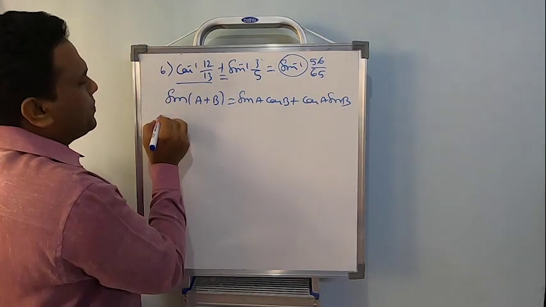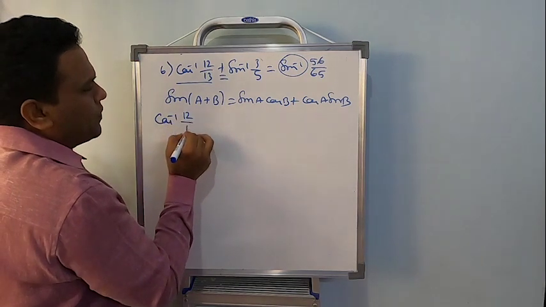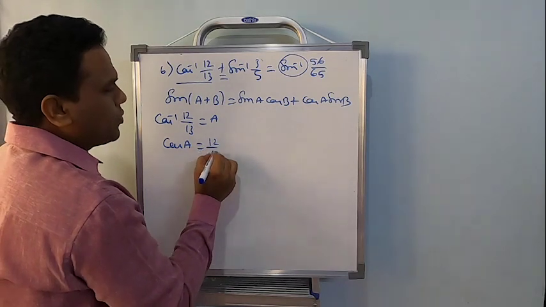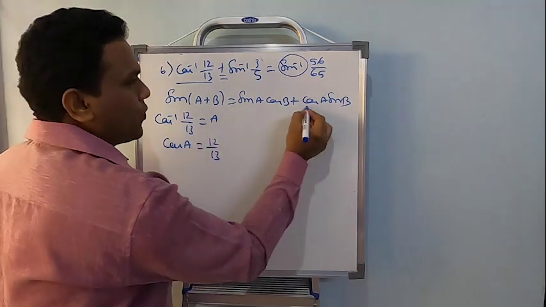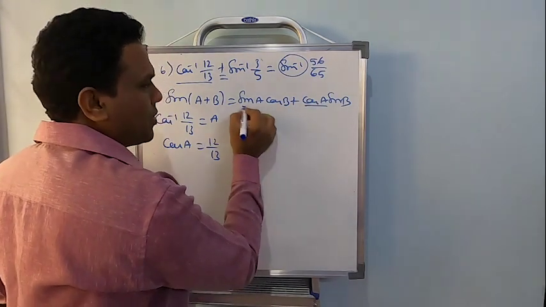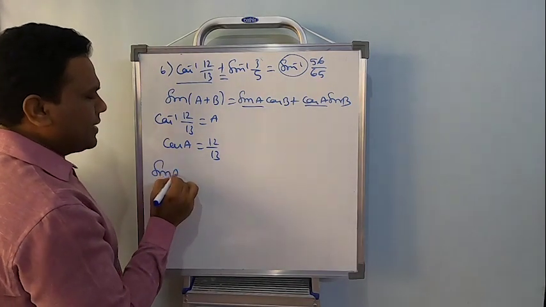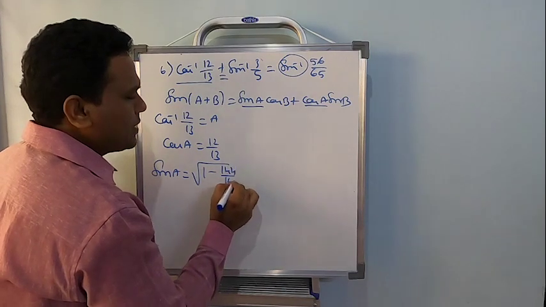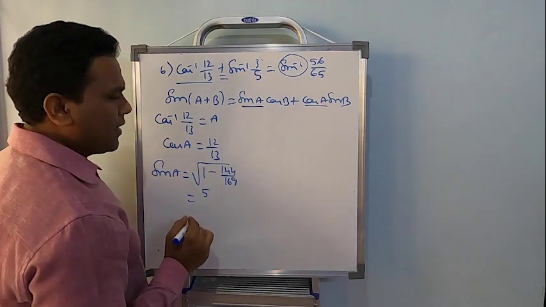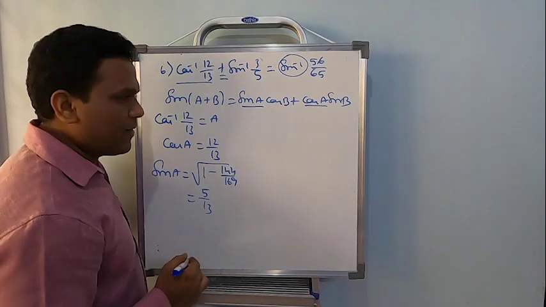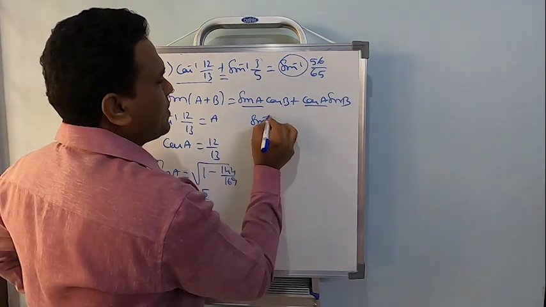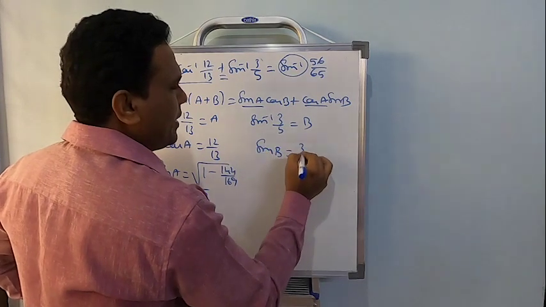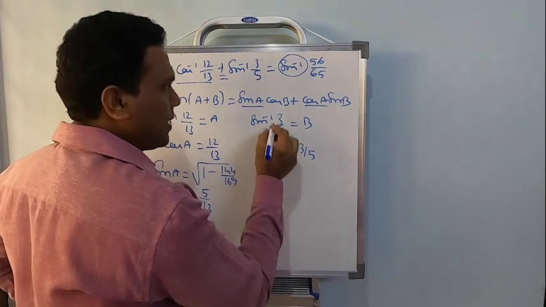So my first term, cos inverse of 12 by 13 is equal to a. Therefore, cos a is equal to 12 by 13, right? If you got cos a, what else do you want? You want the value of sin a. So, use the identity. Sin a will be equal to root of 1 minus 144 by 169. So, on simplifying, it's going to be 5 by 13. That is the sin a value. And similarly, sin inverse 3 by 5 is equal to b, or sin b equal to 3 by 5. I got the value of sin b.